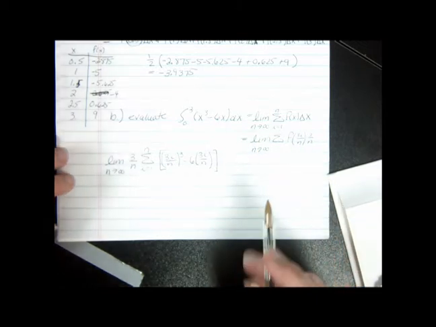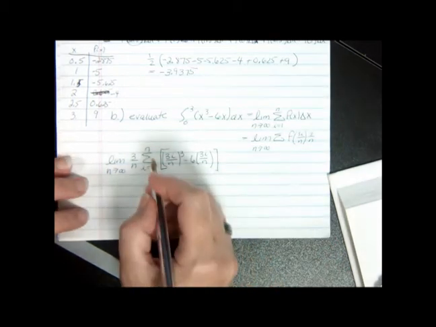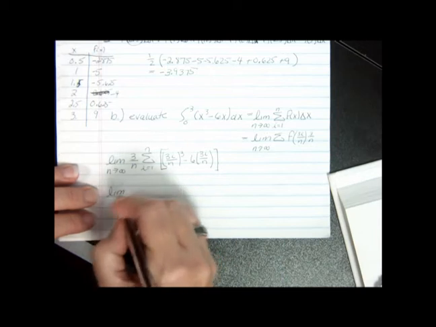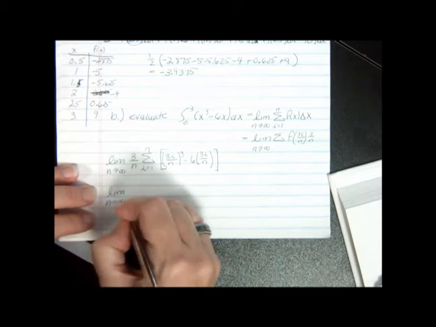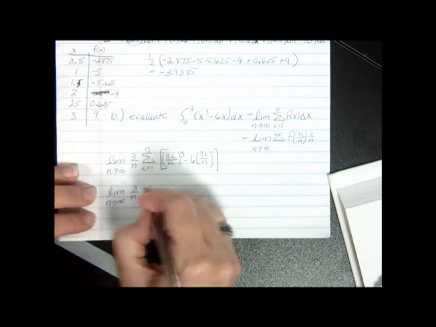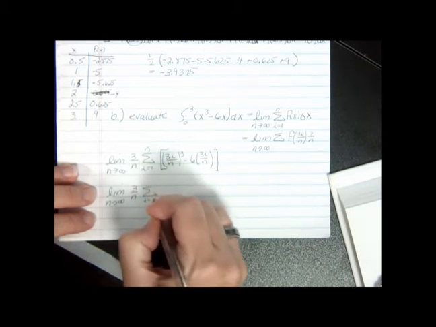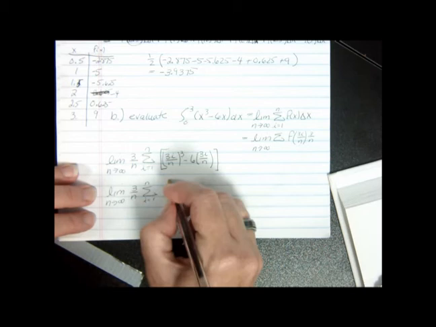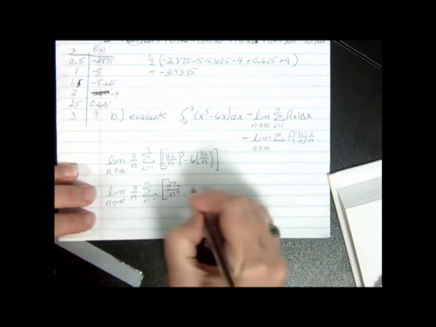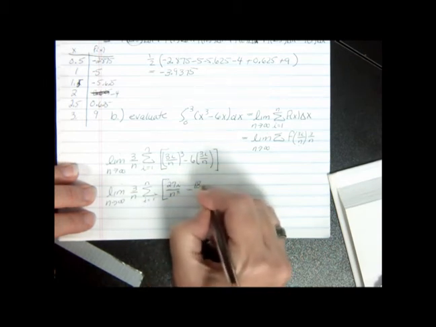Okay, when I do that and I simplify, I will have the limit as n approaches infinity. 3 over n is still on the outside. I still have my summation symbol. And I'm going to simplify this a bit, so this will be 27i over n cubed minus 18i over n.